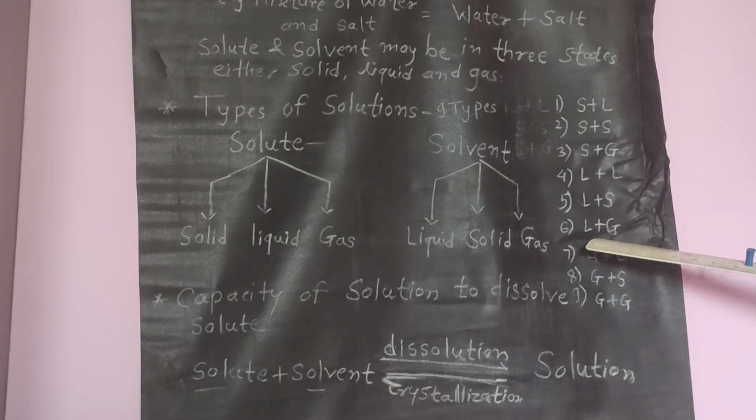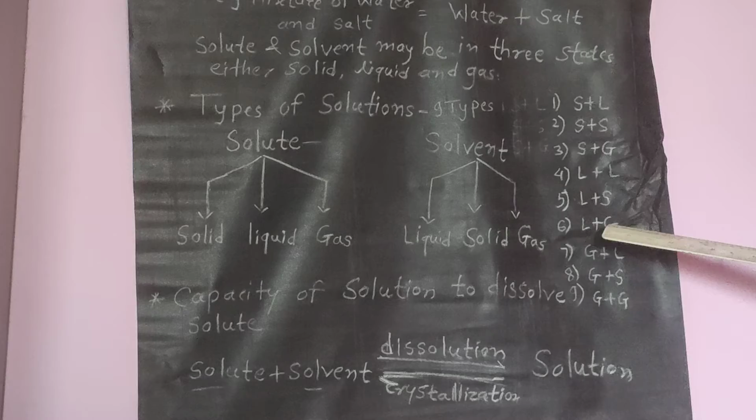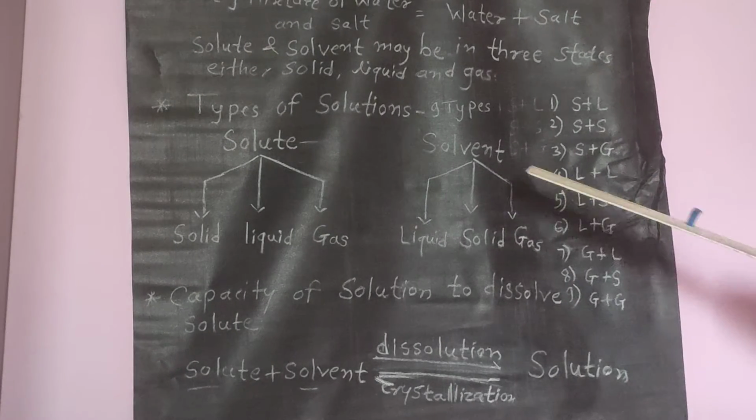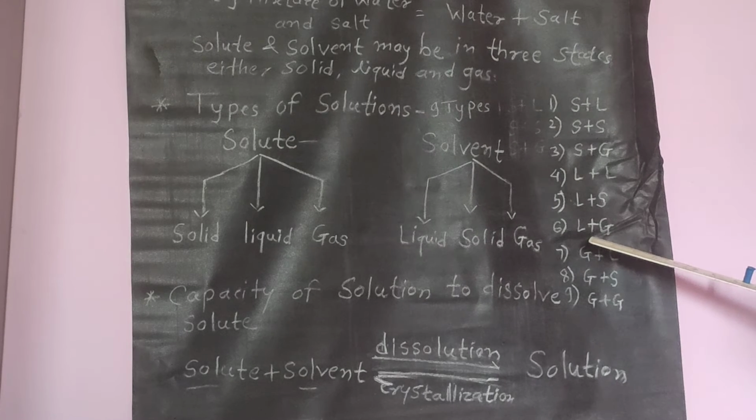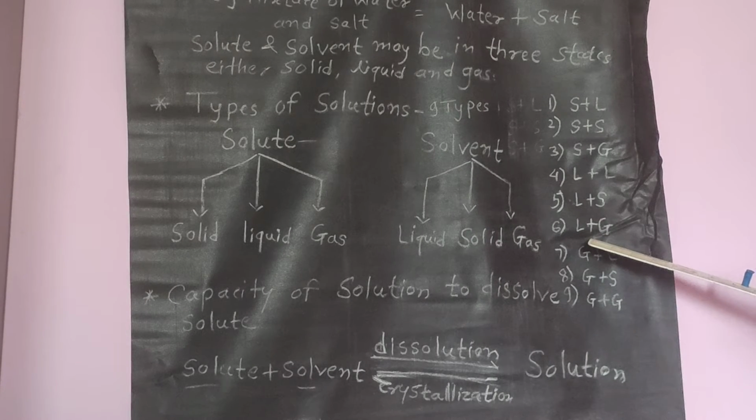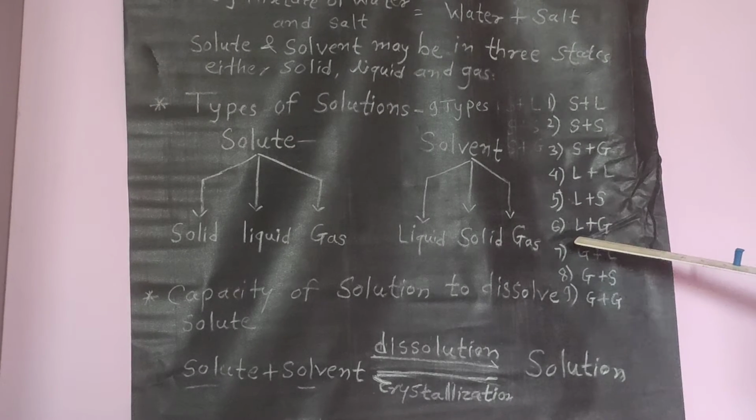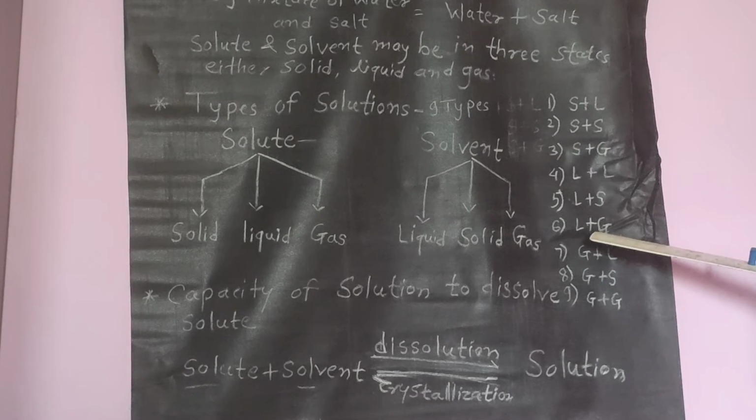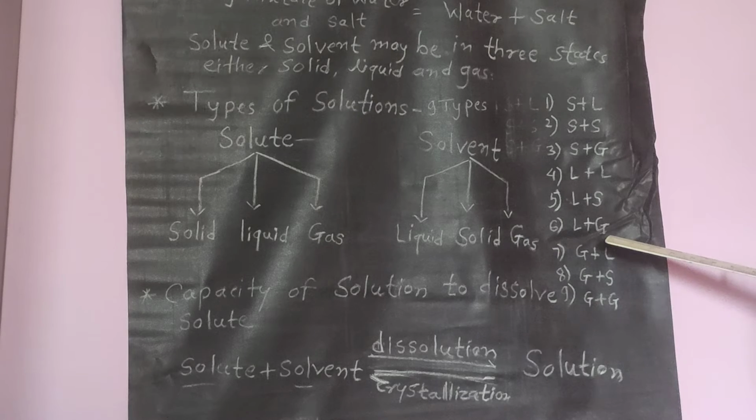Sixth example is liquid and gaseous state. In this liquid is solute and gas is solvent. For example, chloroform in nitrogen. In this chloroform is liquid state and nitrogen is gaseous state.